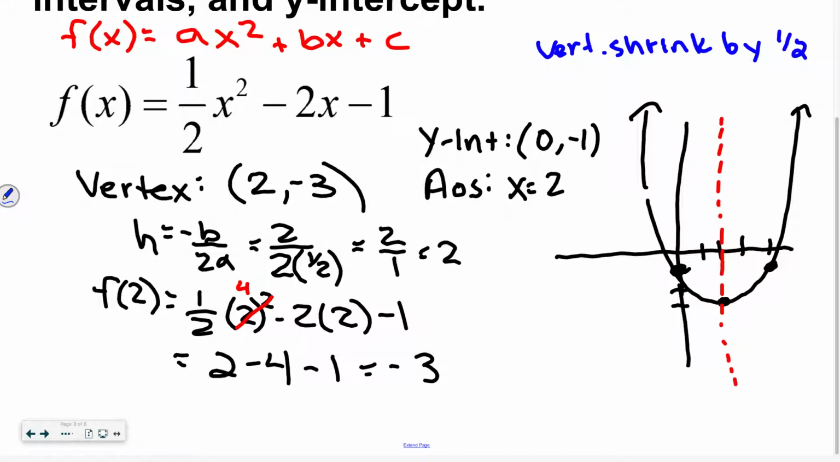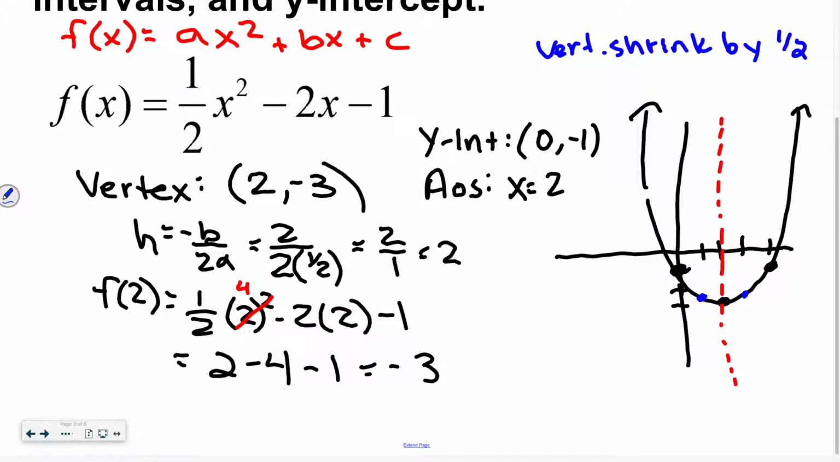So once I had my vertex at 2, -3, I could have come over here to my parent graph and vertically shrink all my y values by 1/2. So if I go right 1, I would only go up 1/2. So I'll go right 1 and up 1/2. So I'm at like -2.5. Left 1 and up 1/2.